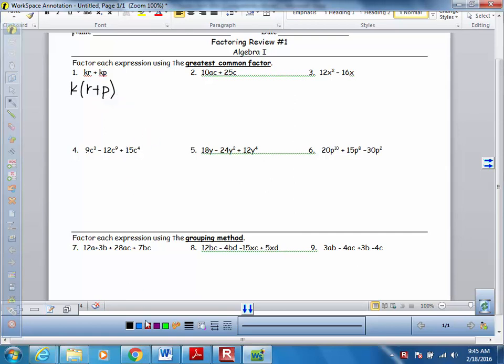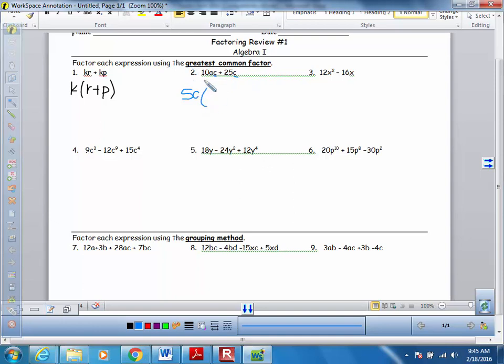Okay, so let's try one that has numbers and letters. If I'm looking at number 2, our numbers are 10 and 25. If I think of the factors of 10 and the factors of 25, I know that the biggest that divides both is 5. So I'm going to pull 5 out. Then I want to look at my letters. I have an AC and a C here. Both of them have the C, so I'm going to pull a C out.